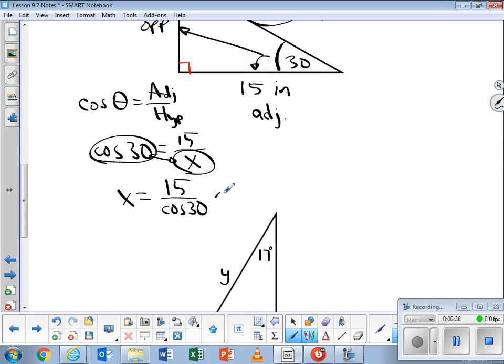And if we round to the nearest 10th, what is it? 13. That's to the 10th. Is it exact? I got 17.3. 17.3205. Yeah, it can't be 13 because it's got to be bigger than 15, right? It's the hypotenuse. So 17 makes sense. I think I said round to the nearest 10th, right? So if we round to the 10th, we get 17.3.